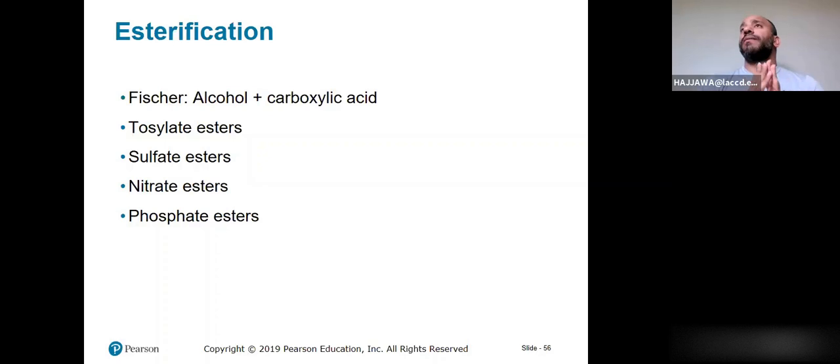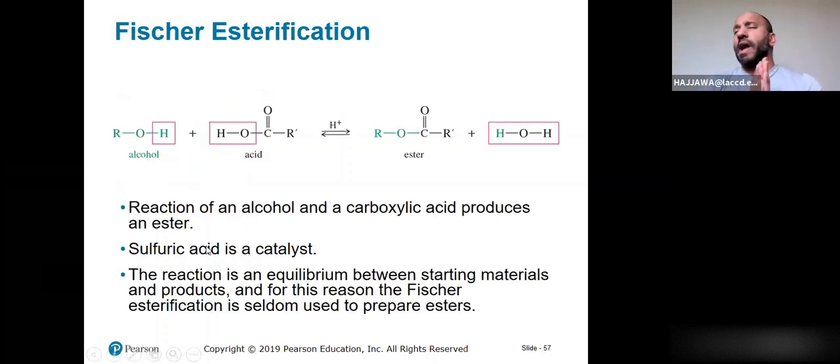Another reaction of alcohols is esterification. And the only mechanism that you are required to know is the very first one, which is the Fischer esterification. So we can make esters, we could make tosylate esters, we could make sulfate esters, we could make nitrate esters, and we could make phosphate esters. What is this reaction about?